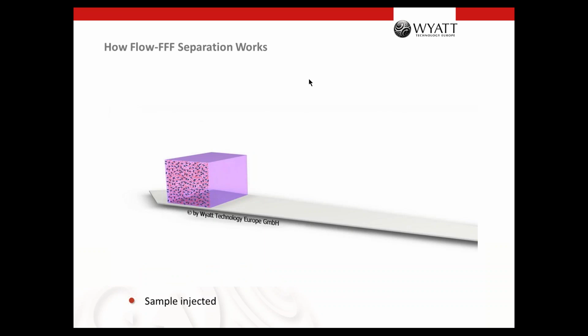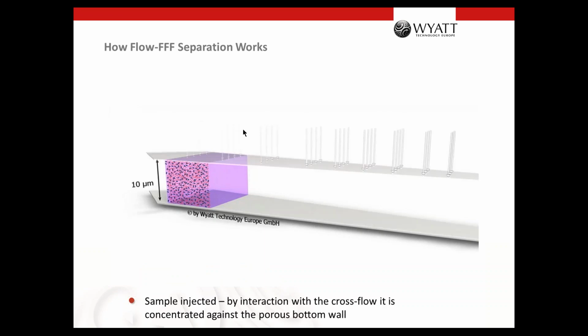Now we put in the sample. The sample sees the crossflow, and the crossflow presses the sample down towards the membrane. Normally, the membrane is slightly negatively charged, and if we have a negatively charged sample, then it's very easy, because then you have repulsion between the sample and the membrane. If the sample is slightly positive, usually the separation is also possible.